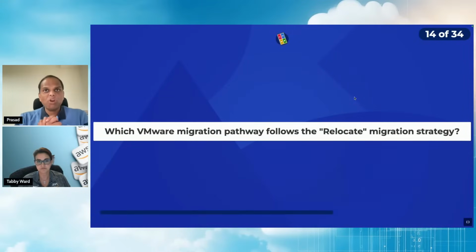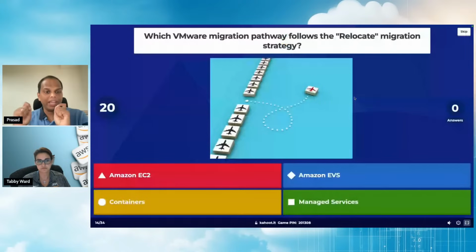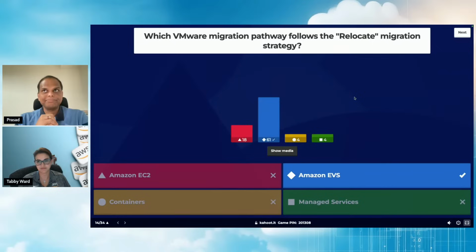Which VMware migration pathway follows the relocate migration strategy? Relocate, right? So which one is relocate? It is directly from the slide. So let's see. You just talked about it. Yep, most of you got it right, which is Amazon EVS, which is the relocate strategy. Cool. Next, move on to the next one.